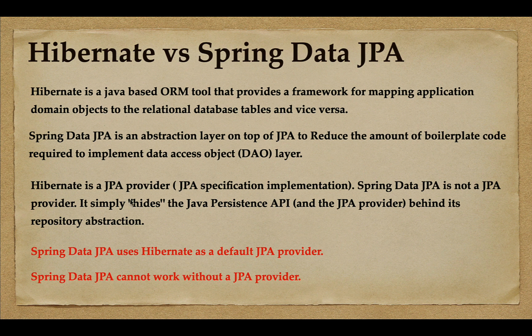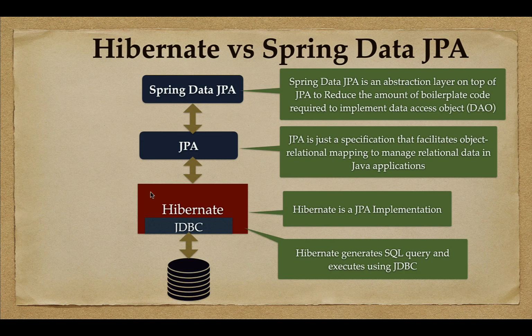Hibernate is a JPA provider. It means Hibernate implements the JPA specification. On the other hand, Spring Data JPA is not a JPA provider. Spring Data JPA simply hides the JPA behind its repository abstraction. It means that Spring Data JPA is developed as an abstraction layer on top of JPA to reduce the boilerplate code required to implement the DAO layer.